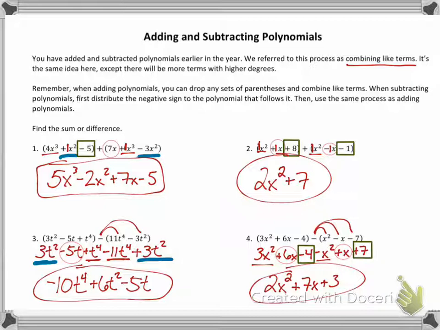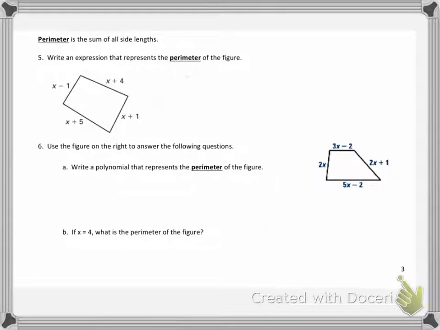So that's the basics on how you add and subtract. And again, that shouldn't look too unfamiliar to stuff that we've done earlier in the year. Again, it's just that you're going to see more terms involved. A way that we can apply adding and subtracting polynomials is with the concept of perimeter, which is certainly a concept you've learned at some point.